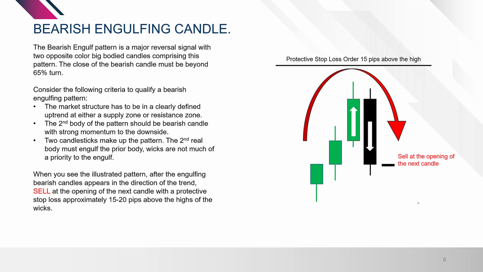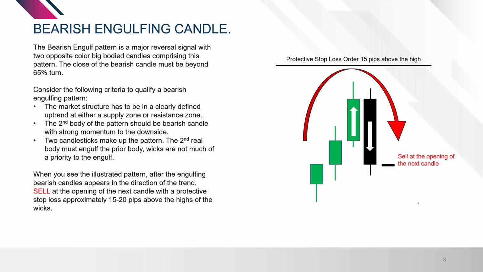So remember, a bearish engulfing candle is represented by two candles, two big-bodied candles. One has to be green, one has to be black. The close of the bearish candle must be beyond 65% down to the downside. Remember guys, we are only talking of bearish candles at the moment. So you'll find out that most of the signals that are derived from these candlestick types are sell signals.